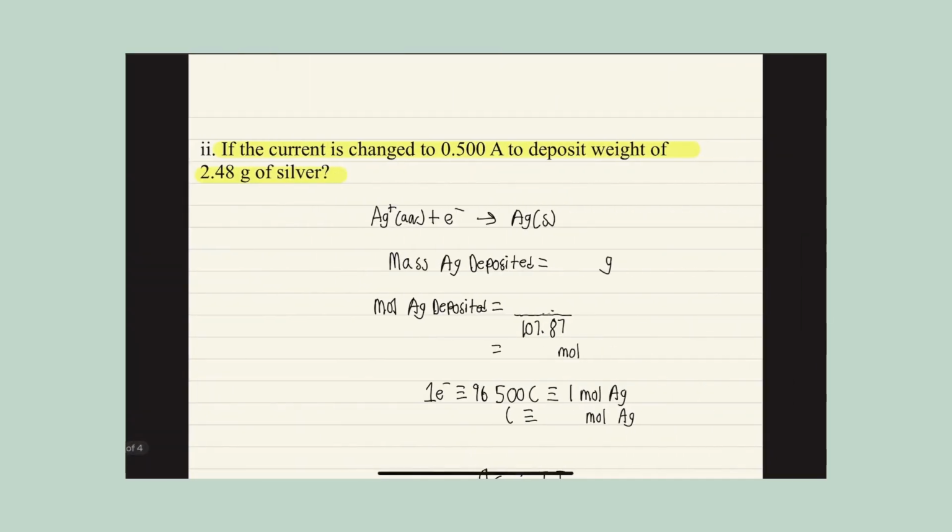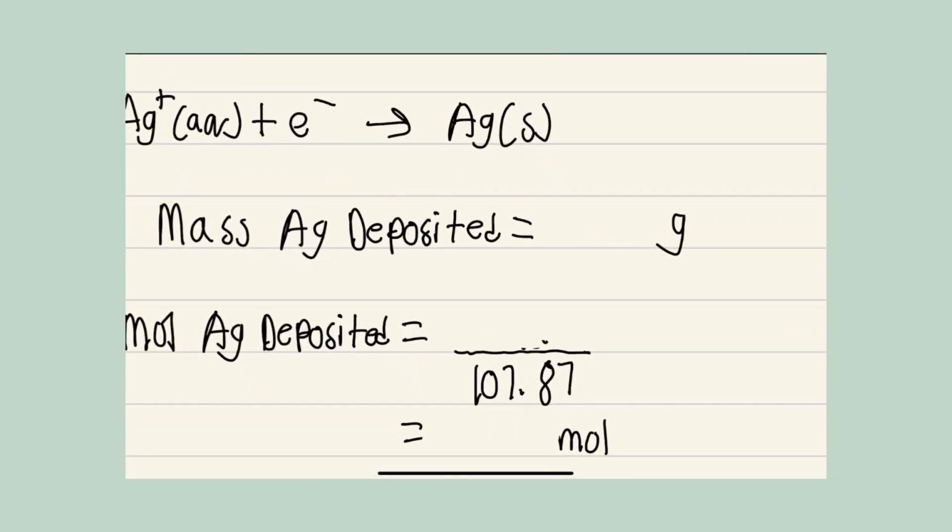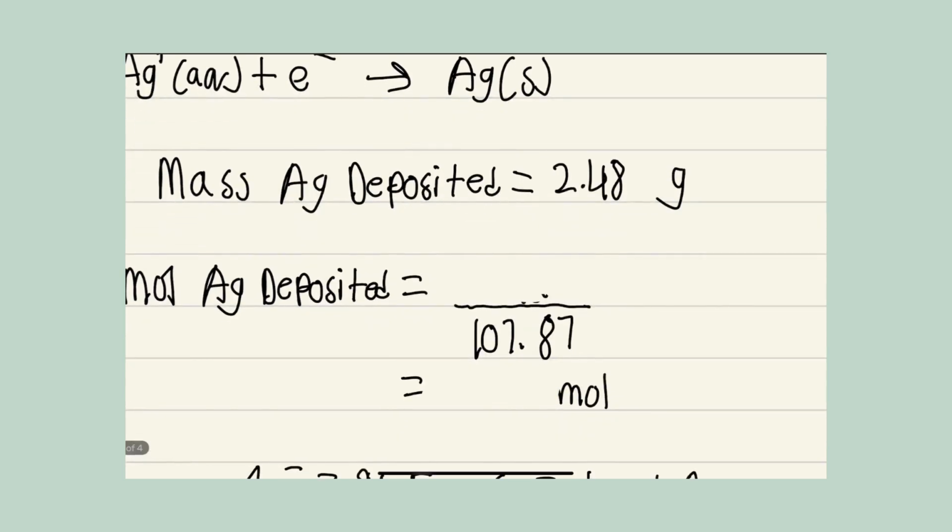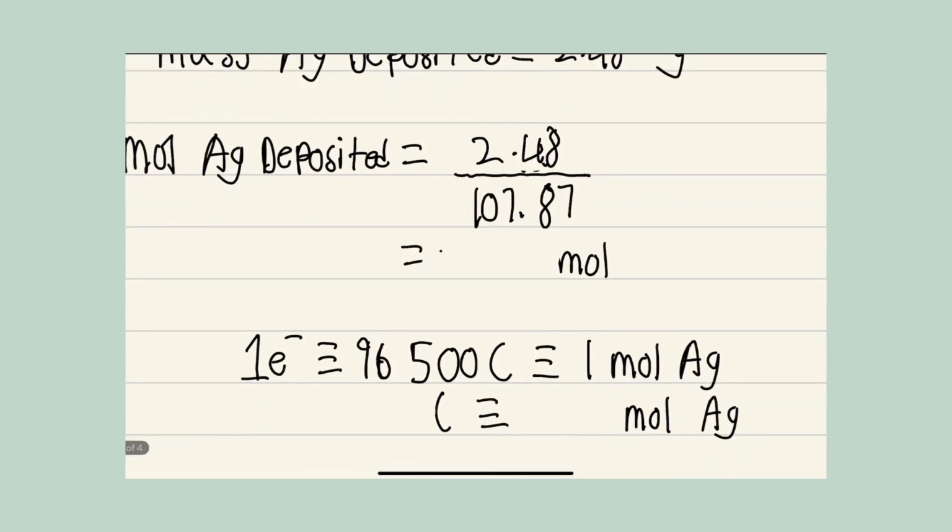Moving on to the second question, which is Roman 2. If you look at this question, it's basically the same thing as Roman 1, but in this case, the amount of current used and also the amount of silver deposited are different. The current used this time is 0.5 amperes and the amount of silver deposited is 2.48 grams. We do the same thing as we did just now, we fill in the information. We use the mole formula, mole equals mass over molar mass, and using your calculator you get 0.023 moles.